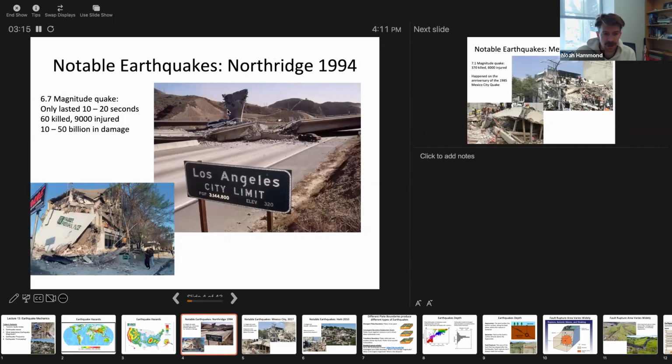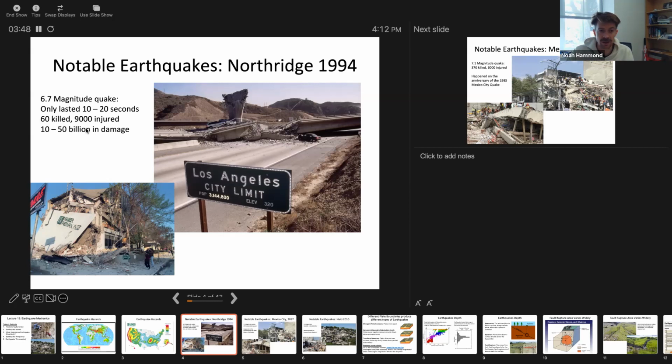So we're just going to talk about some notable earthquakes that you might have heard of. The last really big earthquake in California occurred in Northridge, which is a neighborhood of Los Angeles. It was a 6.7 magnitude earthquake. The shaking only lasted 10 to 60 seconds, and luckily didn't kill too many people. Obviously, it was a tragedy.